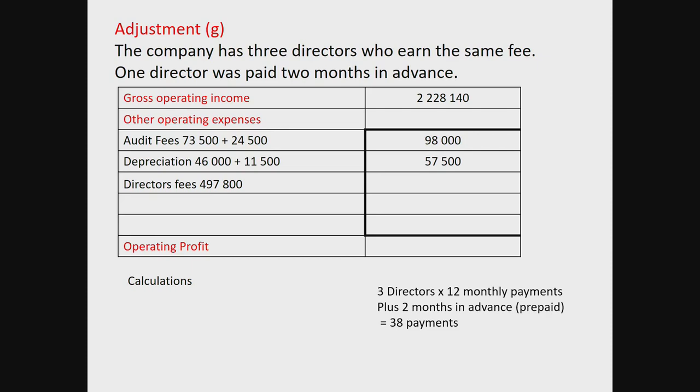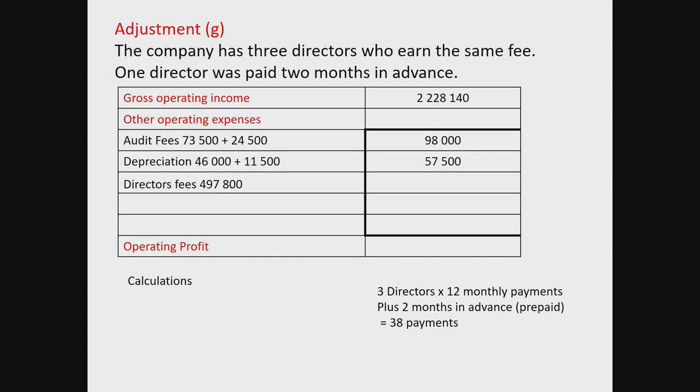3 directors times 12 monthly payments per director gives you 36. Plus the 2 months that we paid in advance for the one, that gives you 38 payments. So that figure of director's fees, 497,800, that represents 38 payments that we made. Okay? So we want to calculate the 2 payments, the amount that we've prepaid, because that shouldn't be there. We must apply the matching principle. So we must minus the 2 months so that we can get that figure.